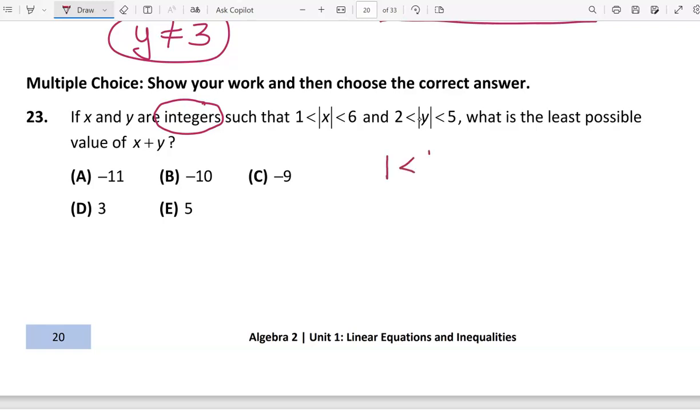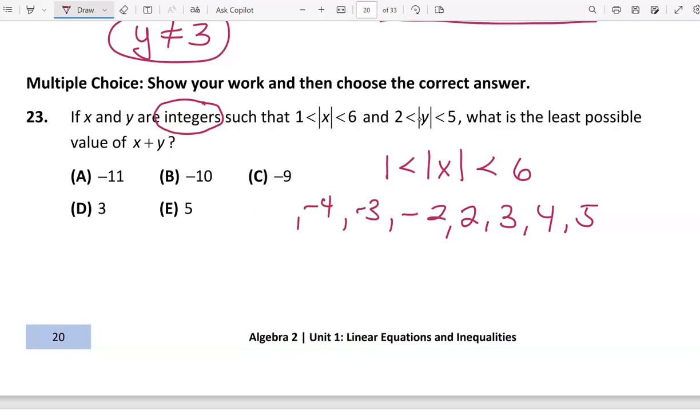If 1 is less than the absolute value of x, which is less than 6, that means the absolute value of x has to be sandwiched in between 1 and 6. Well, x could be 2, 3, 4, or 5, just not 1 or 6. But x could also be the opposite of those numbers. So those are really all the possibilities for x.